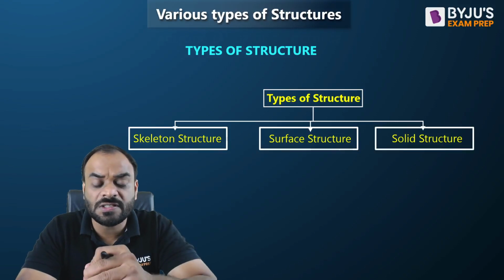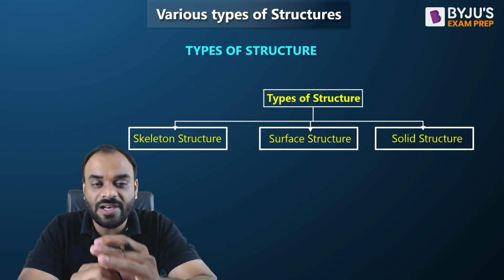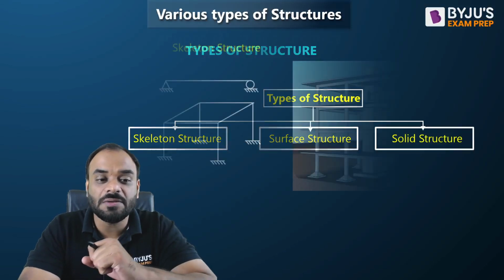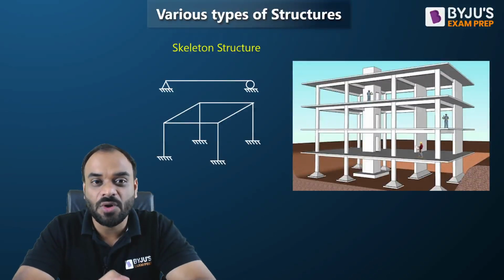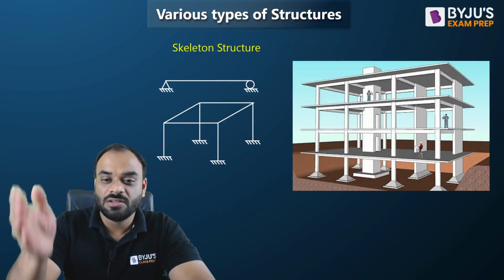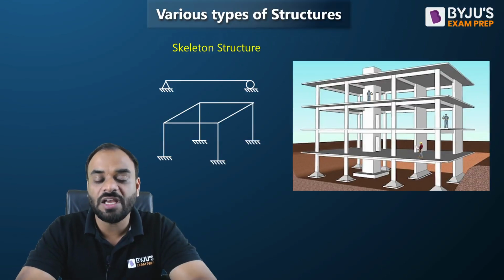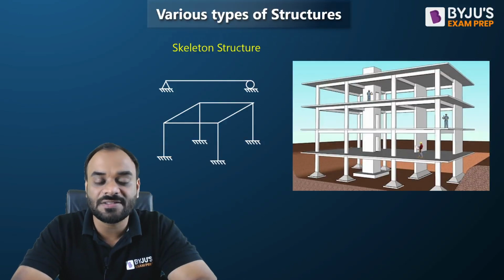Now the question is, sir, what is skeleton, what is surface, and what is solid structure? Let's understand one by one what they actually are. The first one is the skeleton structure. As you can see here guys, this is a frame of a building in which the columns and the beams are connected together, and you have the frame of the structure. Such a structure is known as a skeleton structure.